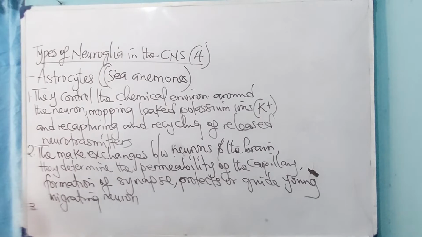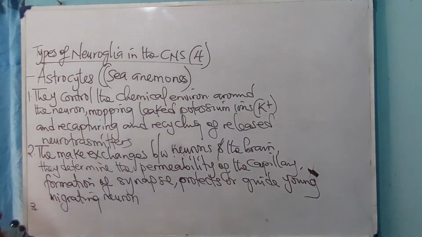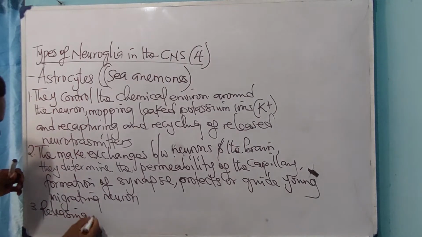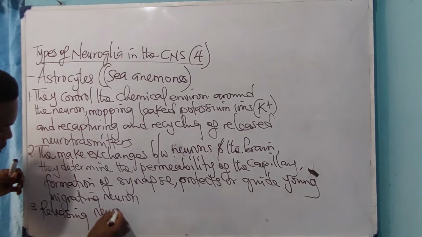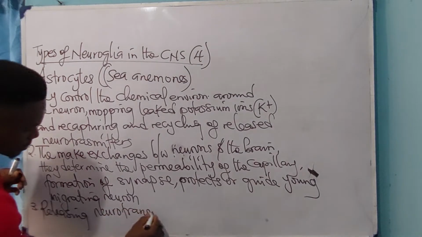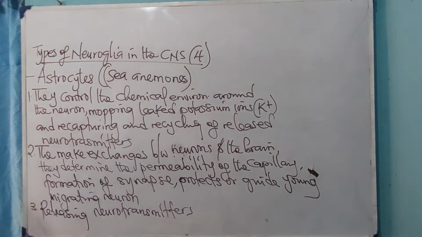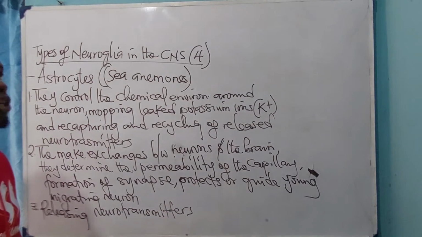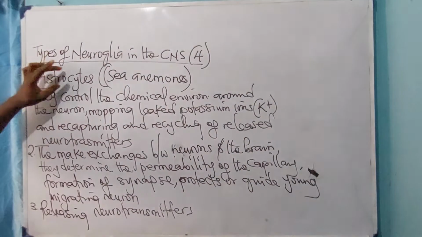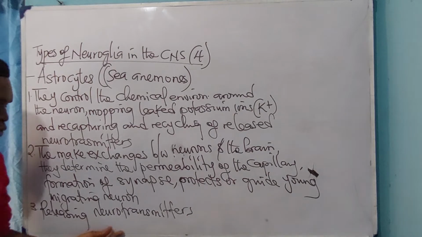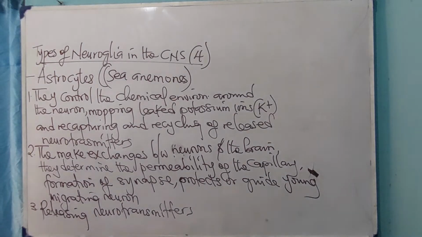Number 3, they respond to nearby neurons. When they respond to nearby neurons, they release what? Neurotransmitters. Which means that the response to neurons by these neuroglia stimulates the release of what? Neurotransmitters. That is number 3.